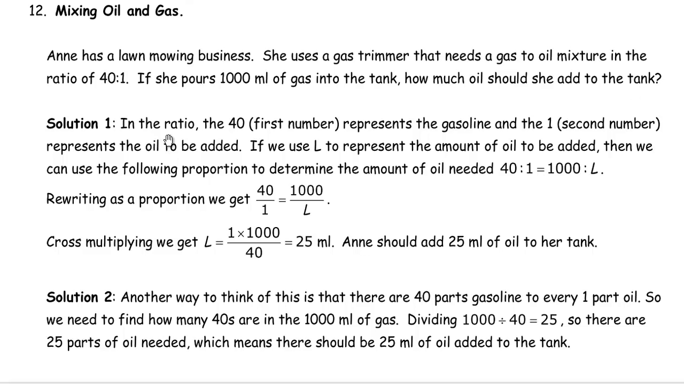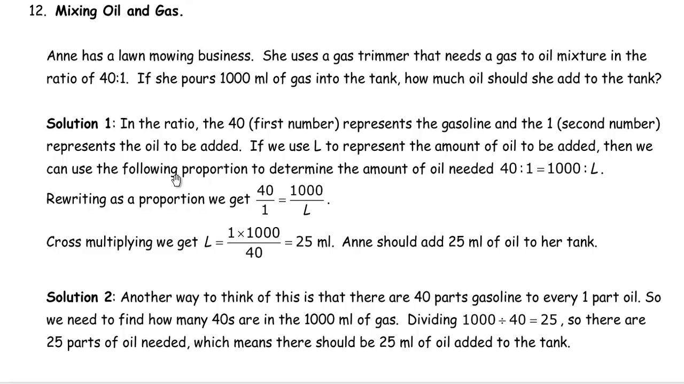Now, in that ratio, the 40:1, the 40 represents the amount of gasoline, and the 1, the second number, represents the oil to be added. So if we use L to represent the amount of oil to be added, and I'm using L here because it's a letter in the word oil. Oil starts with the letter O, and O isn't a great variable to use because a lot of people look at it and think it's a 0. So that's why I'm not using O. So I'm going to use L here.